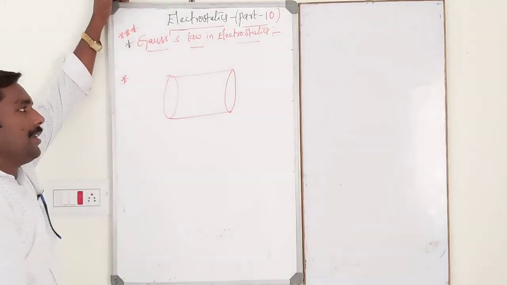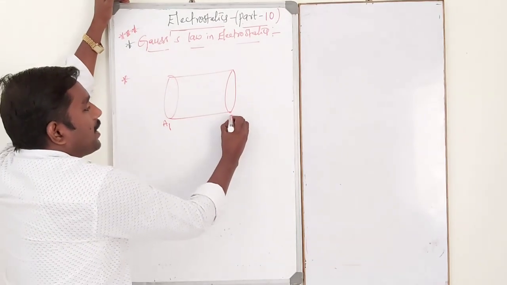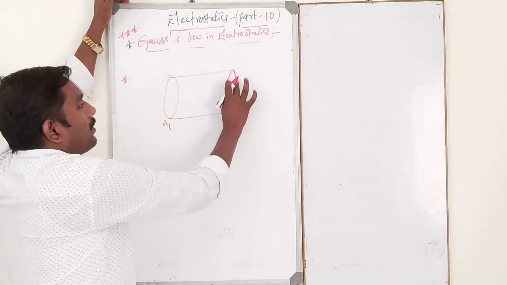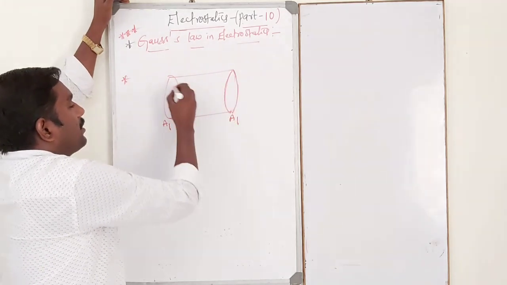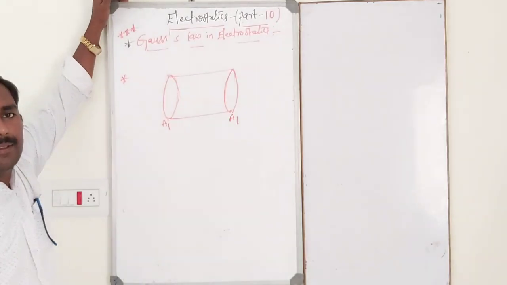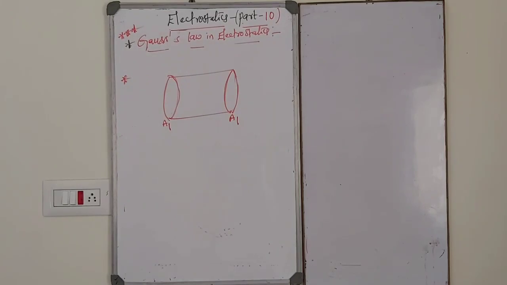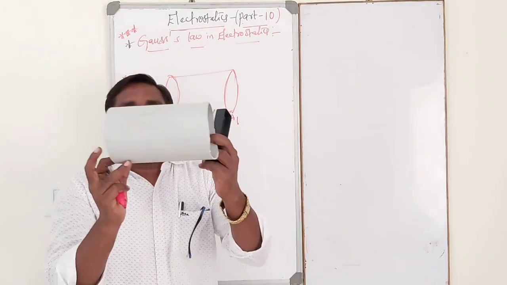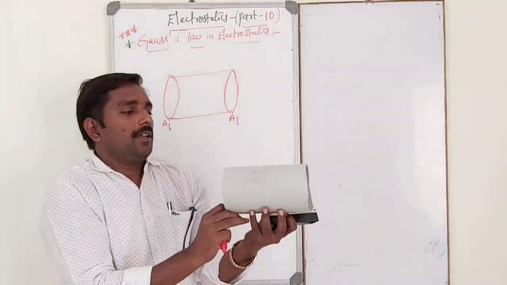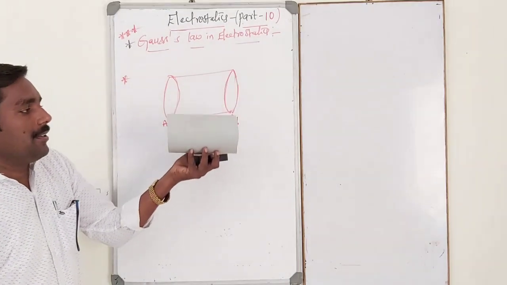This is the cylinder. This is area 1, A1, this is another area. Two areas. Okay, see, like this. This is area 1, this is area 2. This is the small cylinder. This is the cylinder, like this.